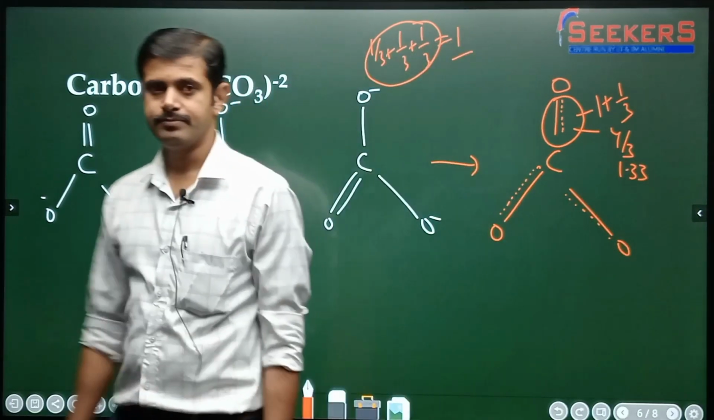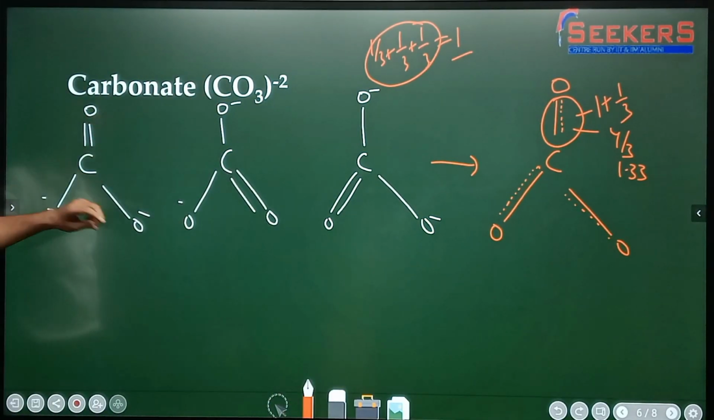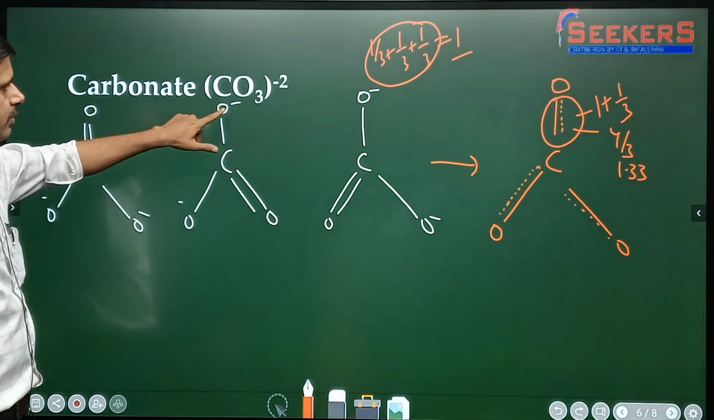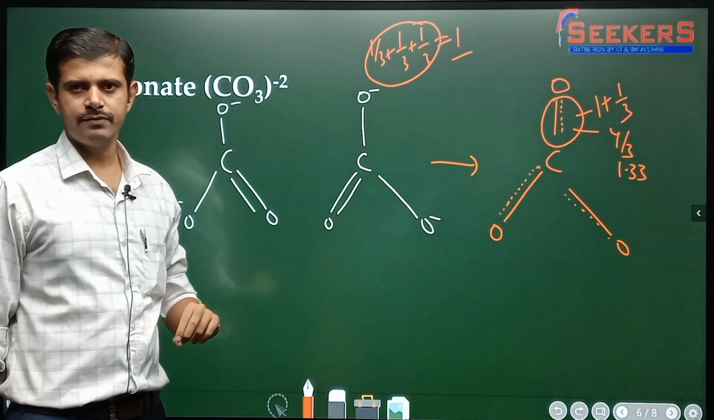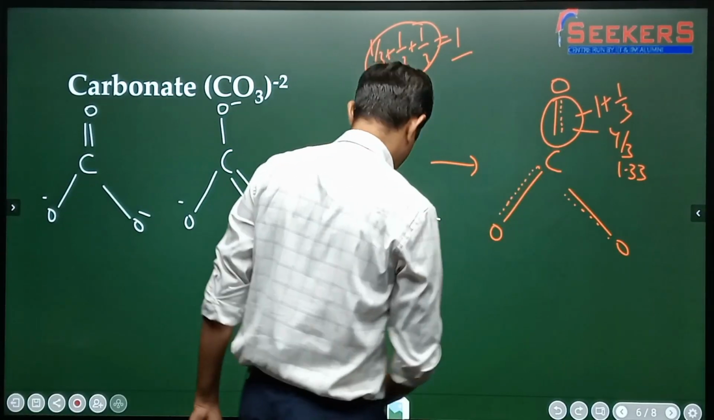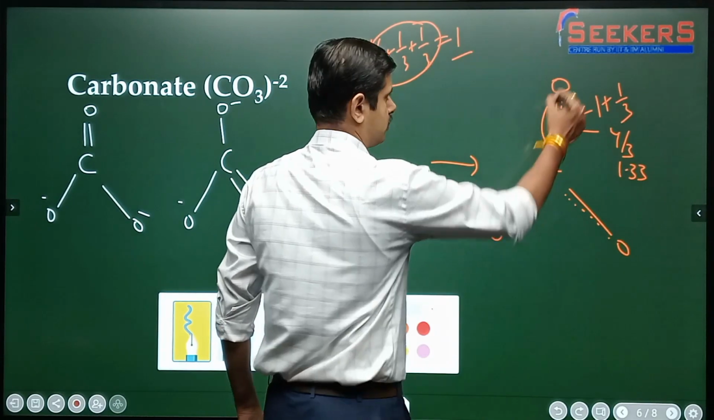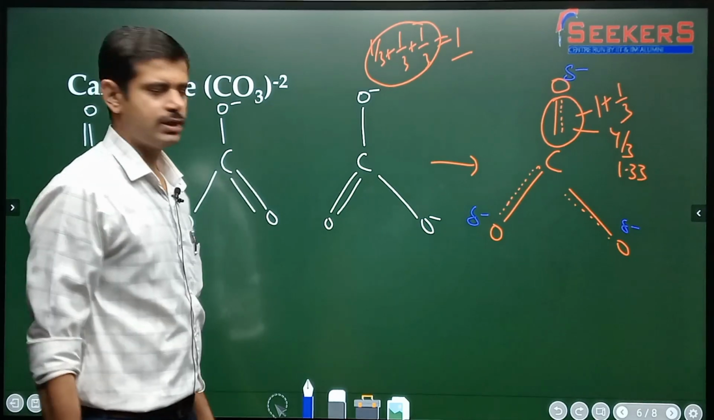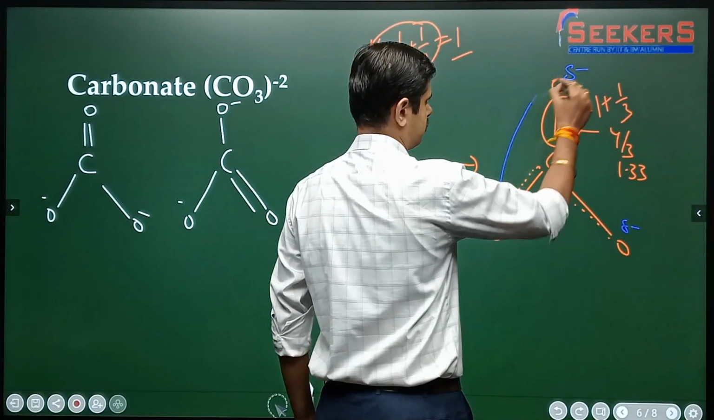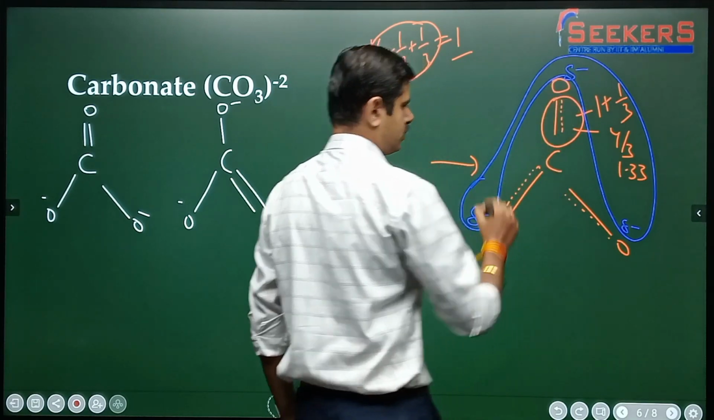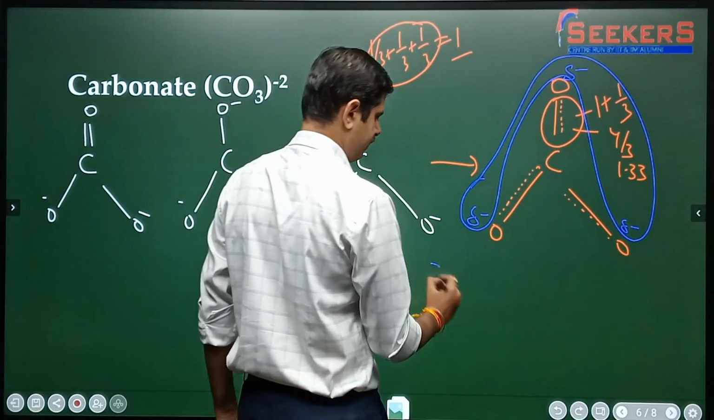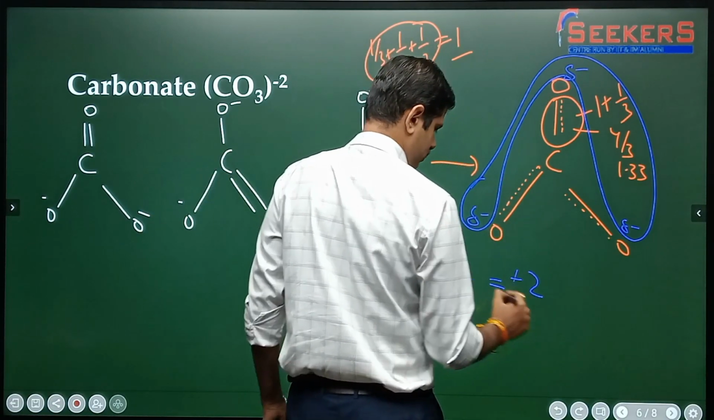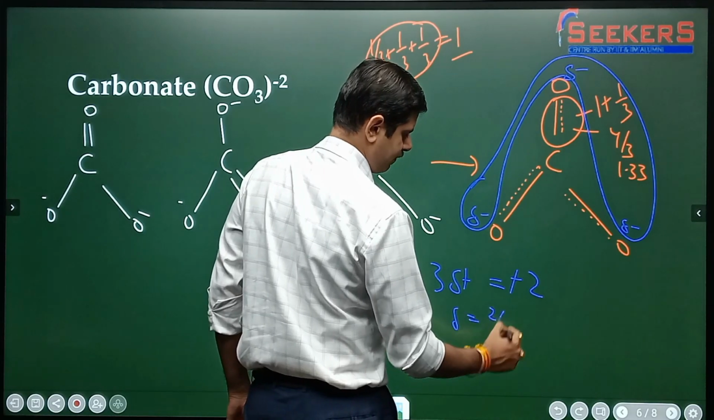Now one thing is also missing. In all the three structures, your oxygen has a negative charge. Here this oxygen doesn't have any charge, but here it has a negative charge. Here also it has a negative charge. So I'll give a del negative charge on this oxygen, this oxygen, this oxygen. What is the total value of this del negative charge? 3 del negative is equal to minus 2 charge. So del equals 2/3.